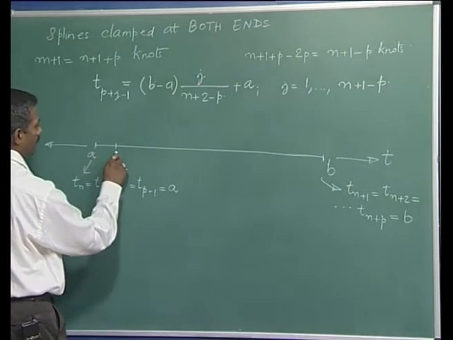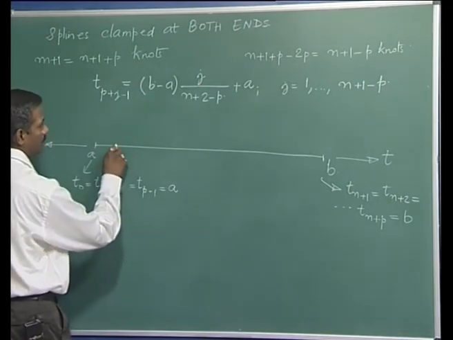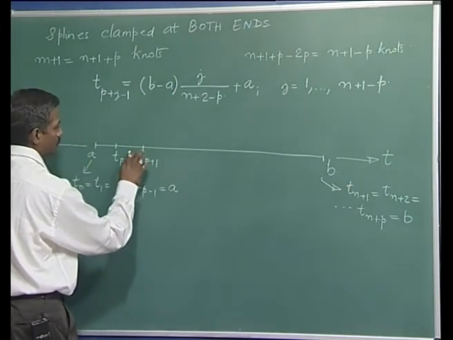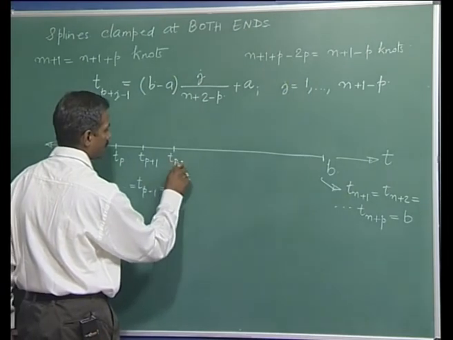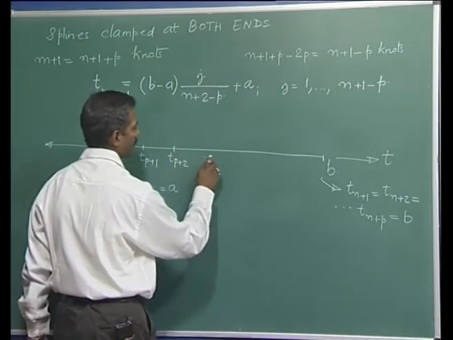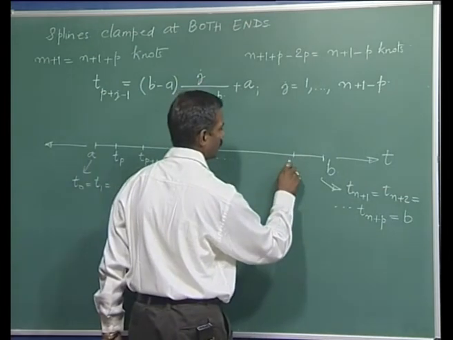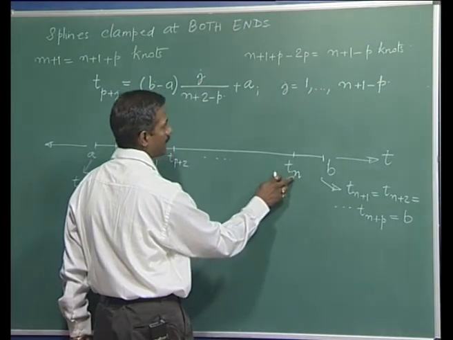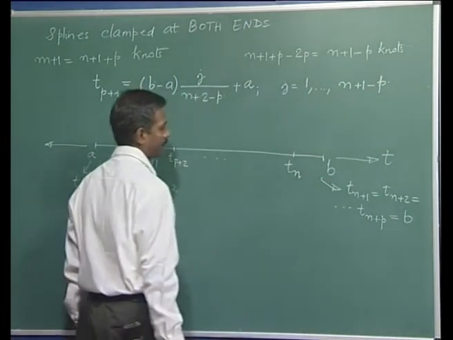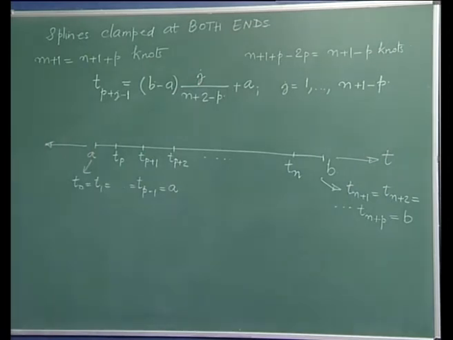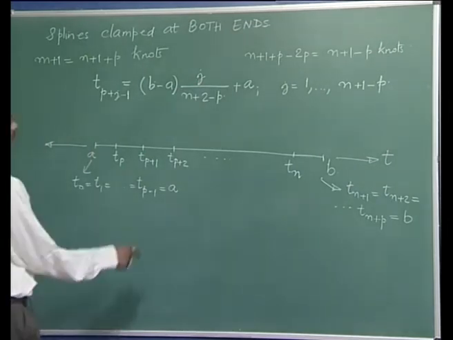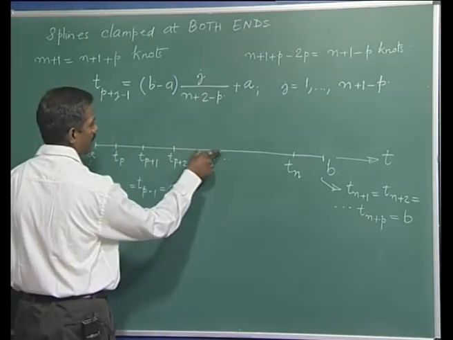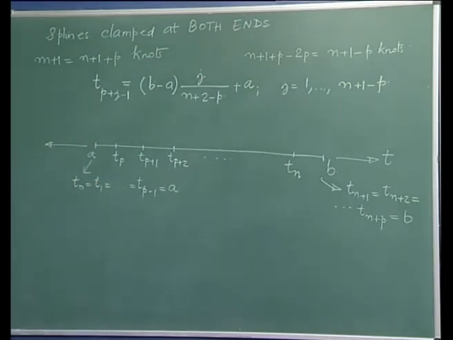So, this would be my knot Tp corresponding to j equals 1. This is Tp plus 1 for j equals 2, Tp plus 2 for j equals 3, up till Tn for j equals n plus 1 minus p. Now, notice that these knot spans will be of equal length.